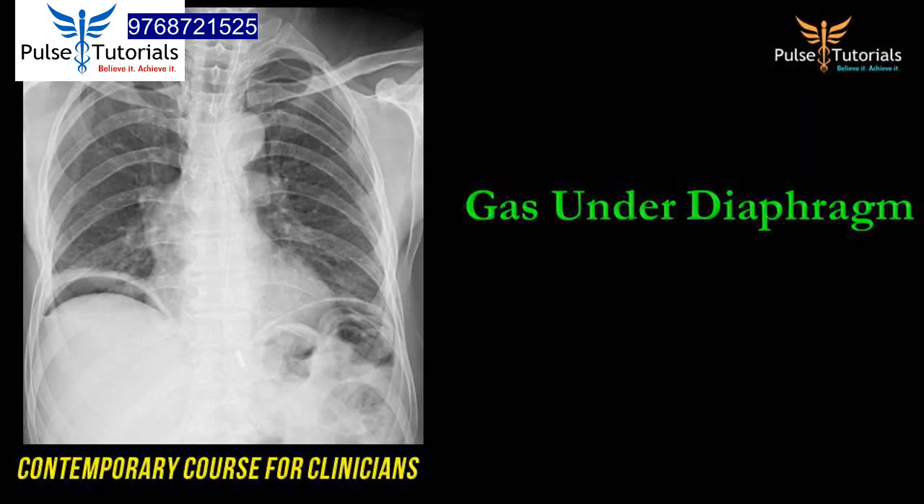So there should be no gas bubble below the diaphragm except for the fundic gas bubble. Any gas under the diaphragm points towards visceral organ rupture. So maybe the stomach or the intestines have a hole through which the air is escaping into the peritoneal cavity. This is a surgical emergency.